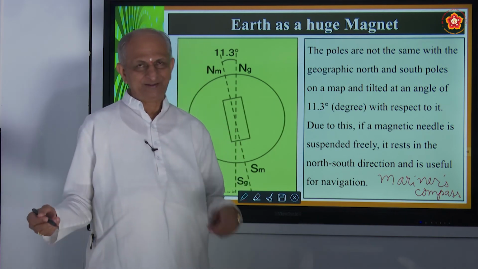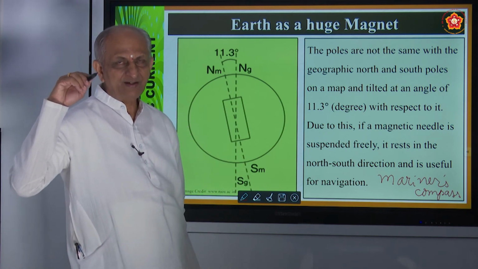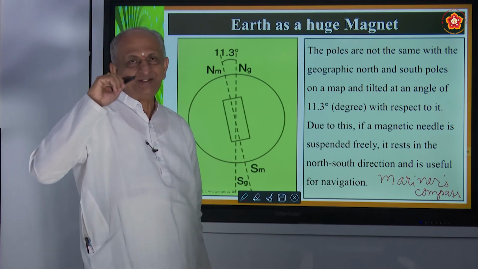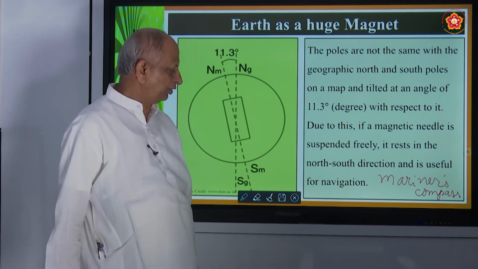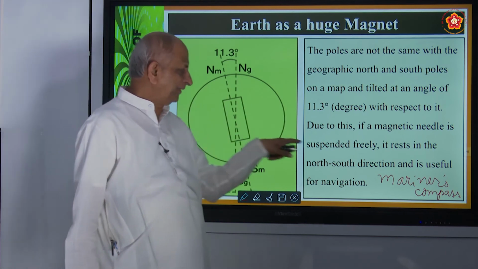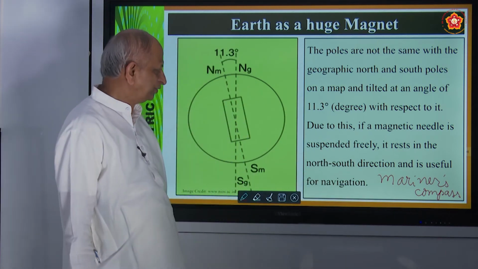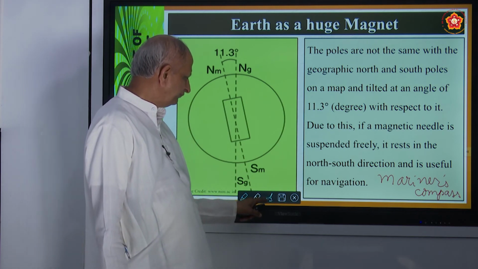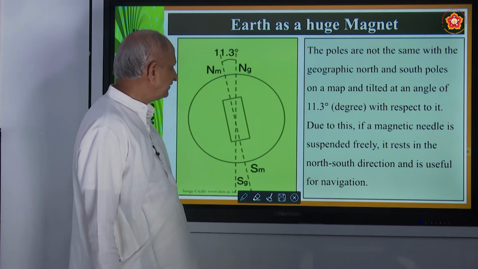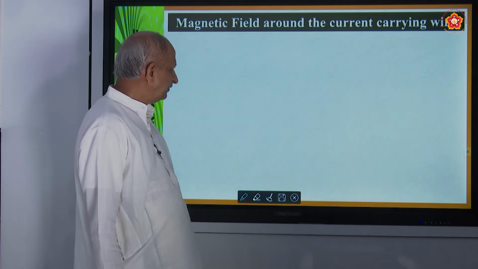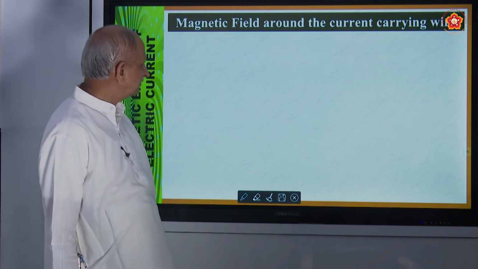So to go to Dubai, they should go in the western direction, toward the west coast. You should know this with the help of what is called a mariner's compass. That shows the direction of the ship and submarines also. And anyway, it is one of the interesting forces that are present in the earth.